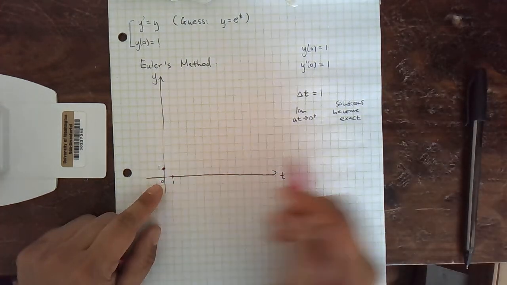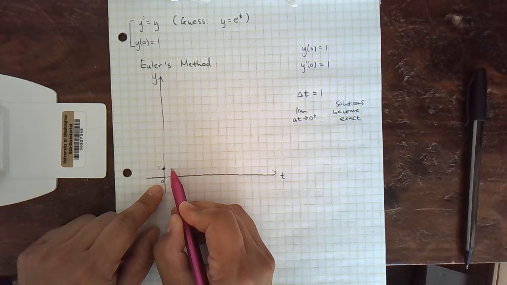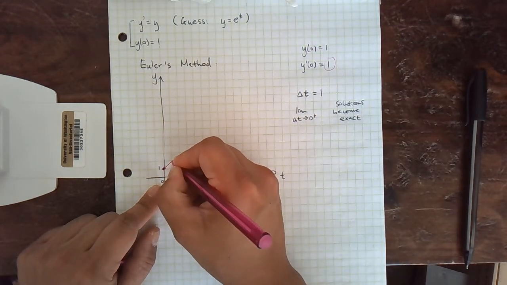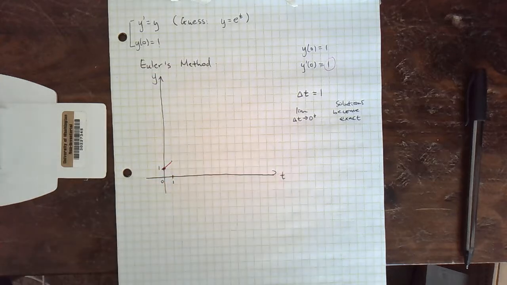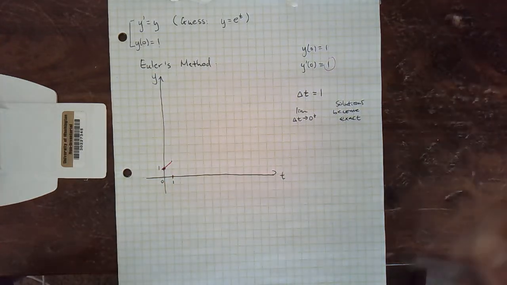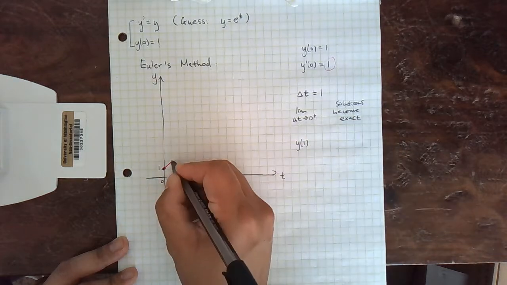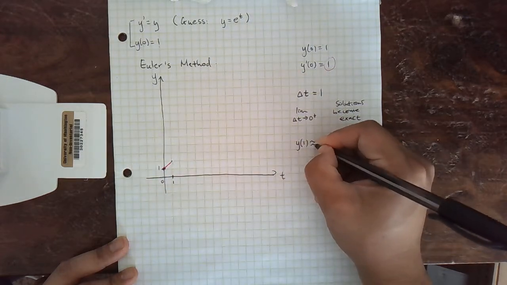Okay, so if we just go for our delta t is 1, we're going to take a slope of 1. So we'll just draw a line segment of slope 1 from there. And our approximation will tell us that y of 1 is approximately 2.